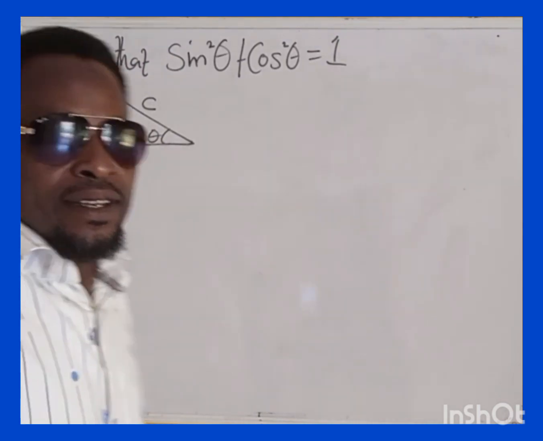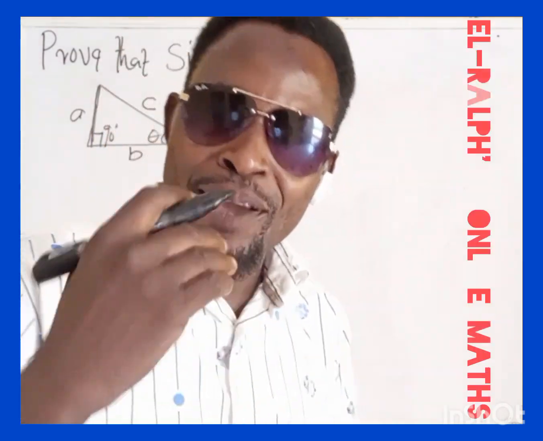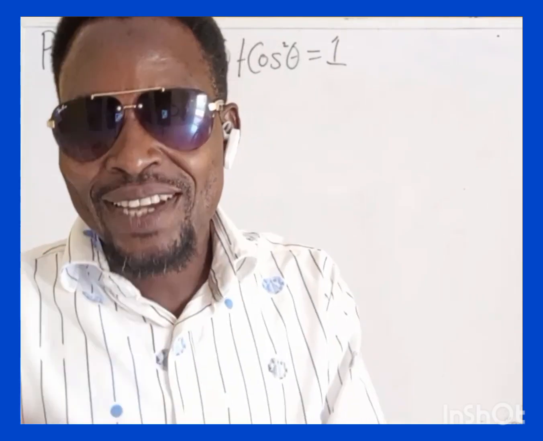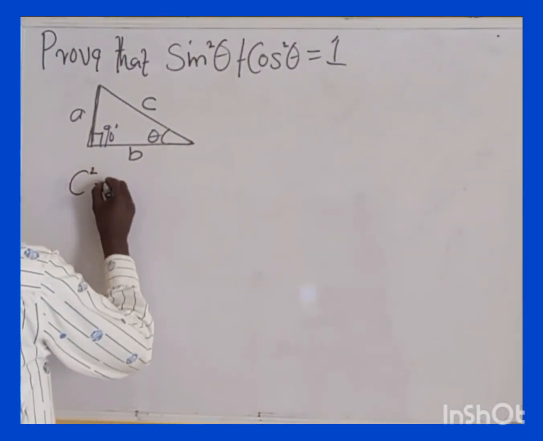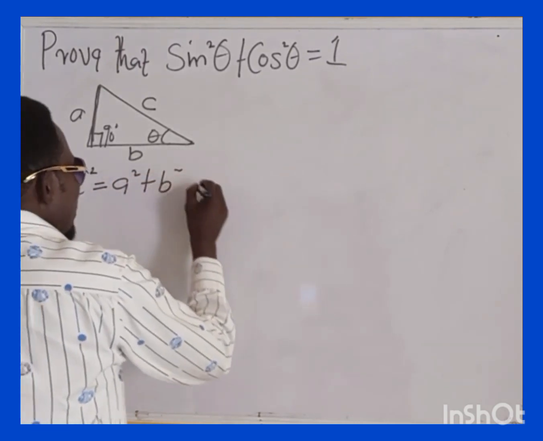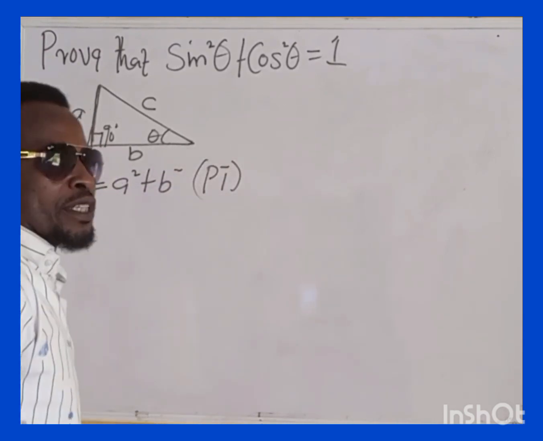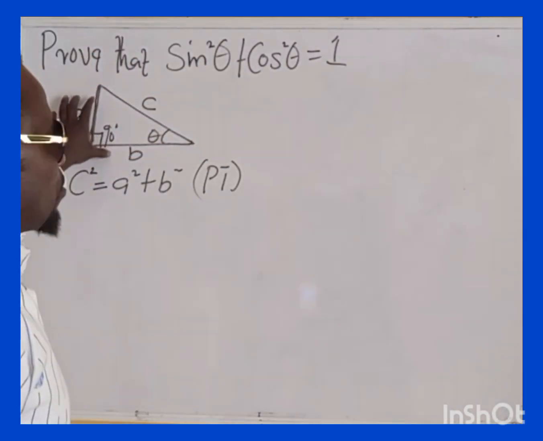So with this, let's use our Pythagoras theorem. Our Pythagoras theorem states that the square of the hypotenuse is always equal to the square of the opposite plus the square of the adjacent. So let's do that. We have C square equals A square plus B square. So that is Pythagoras theorem. It's a basis.